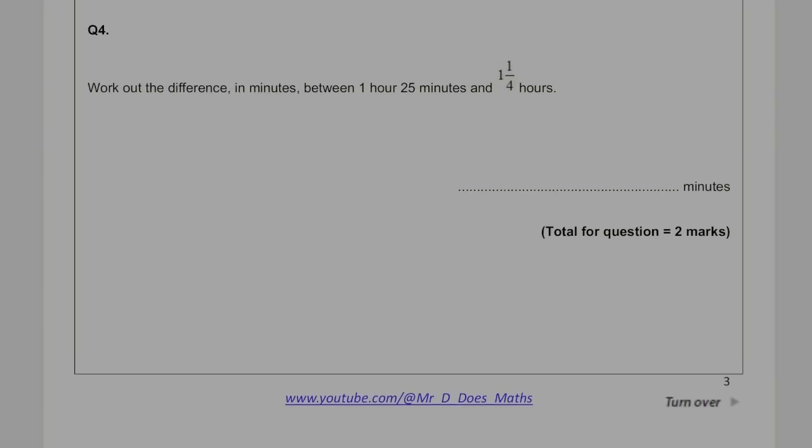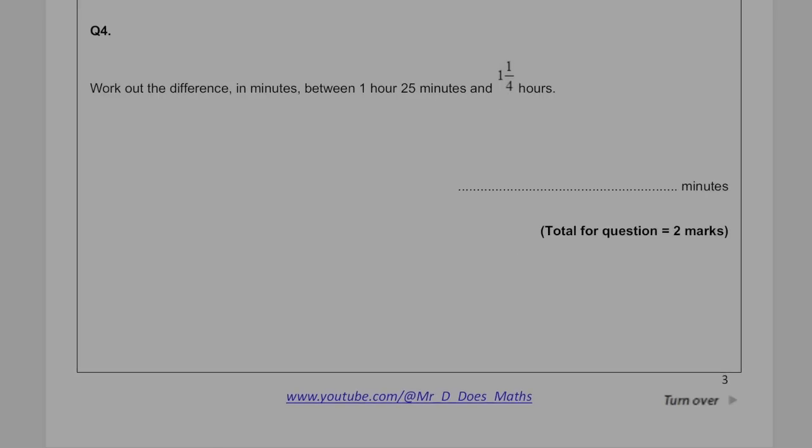Question 4, work out the difference in minutes between 1 hour and 25 minutes and 1 and a quarter hours. So the way I'm going to do this is we've got a mixture of units, hours and minutes. So I'm going to say that 1¼ hours is going to be equal to 1 hour and 15 minutes.